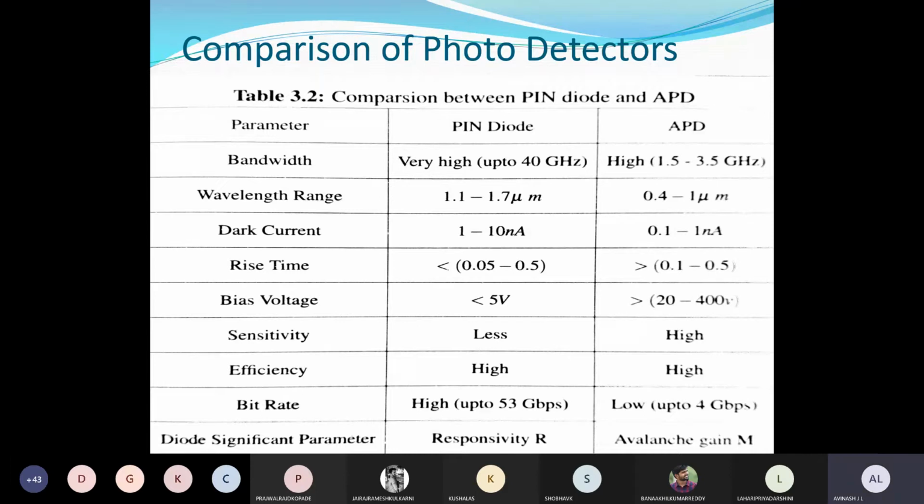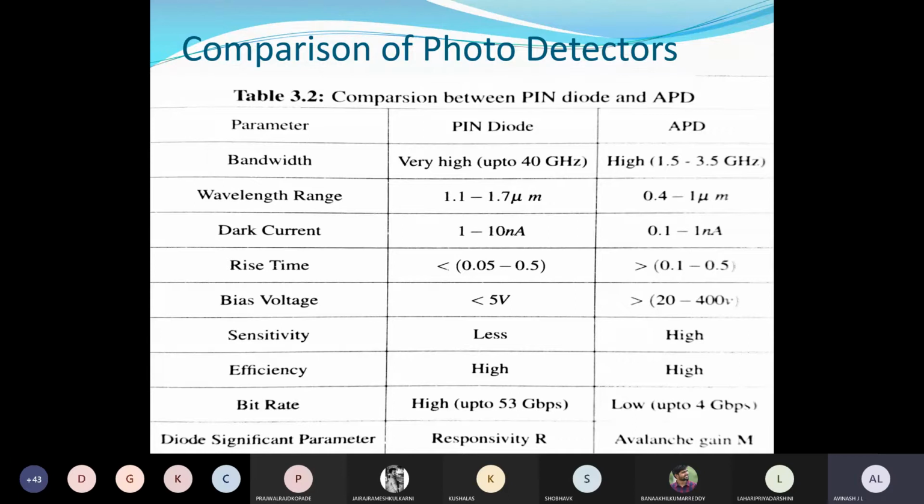Now the wavelength range. With respect to the PIN diode, the wavelength range is 1.1 micrometer to 1.7 micrometer. When you are talking about the avalanche photodiode, it is 0.4 to 1 micrometer. So here the wavelength range is very small. You can make a note of that: the avalanche photodiode wavelength is less and the bandwidth is also less.